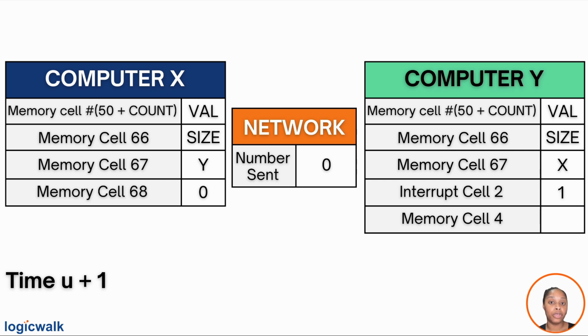At the following time, u plus 2, computer X and the network device remain unchanged. On computer Y, interrupt cell 2 resets to 0. Memory cell 4 now holds PC, the location of computer Y before the interrupt, and the current PC value is now updated to 3. That wraps up this lesson.